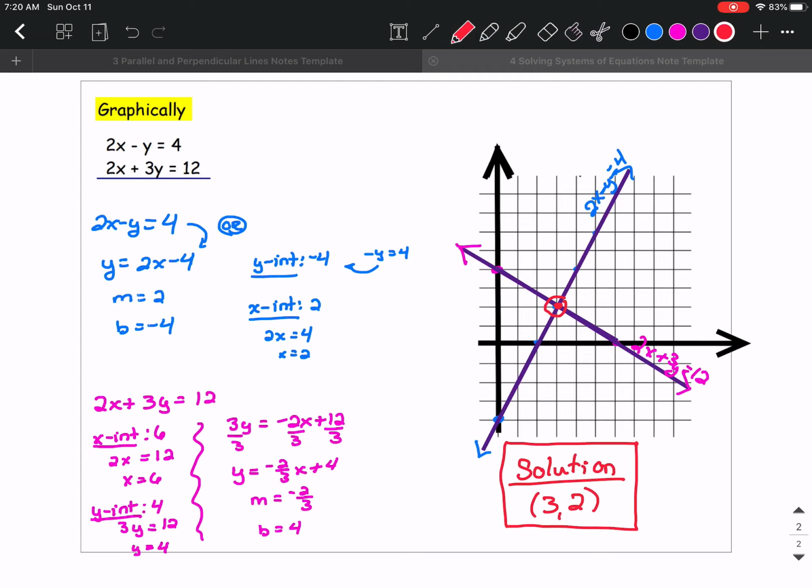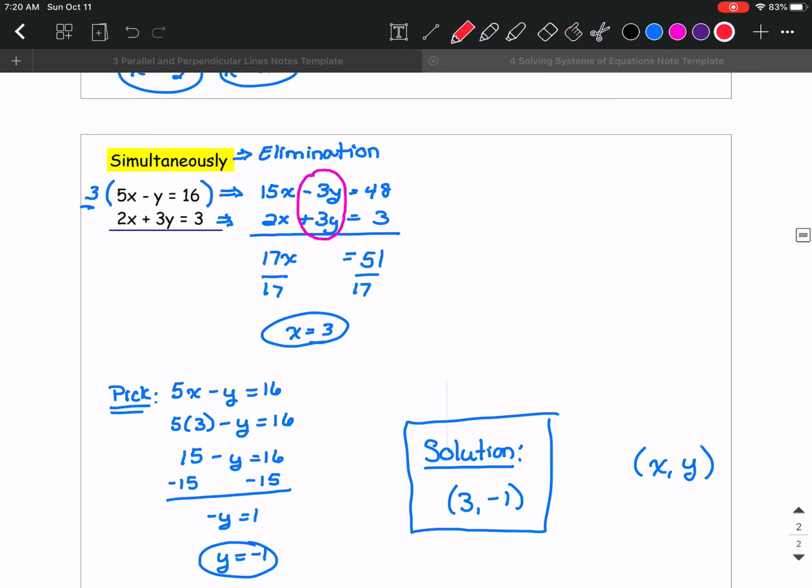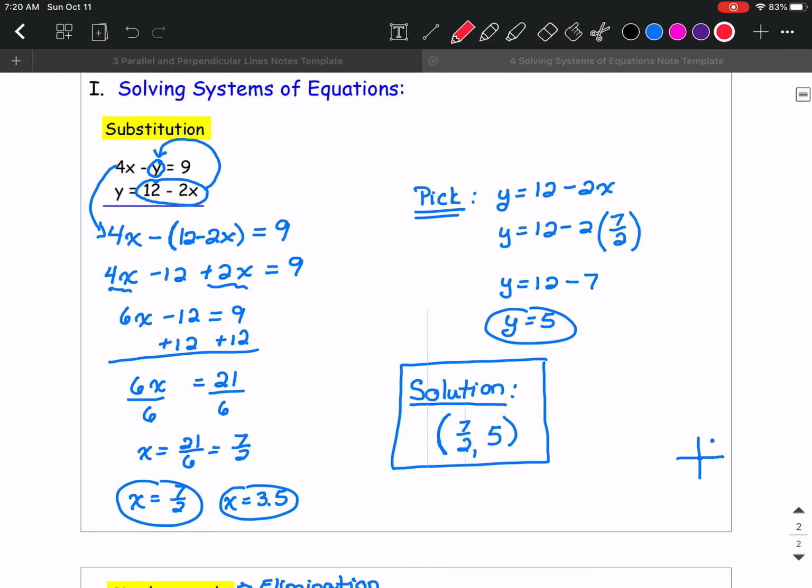And there we go, guys. We have solved systems of equations 3 ways. Graphically, by elimination, and by substitution.